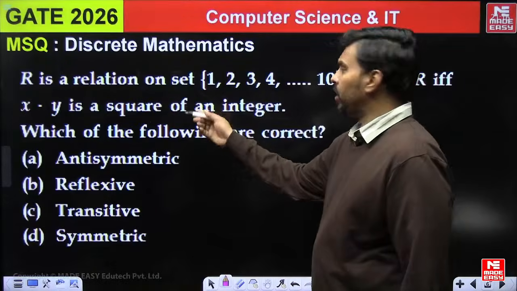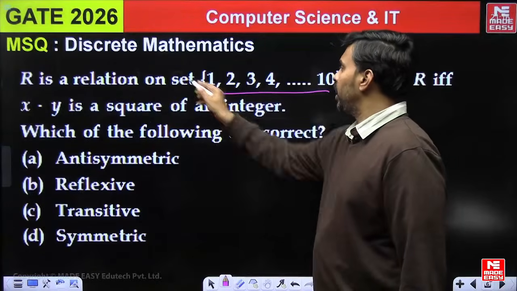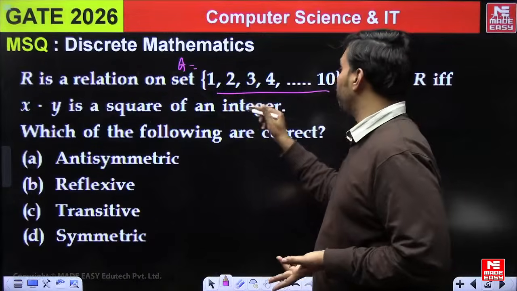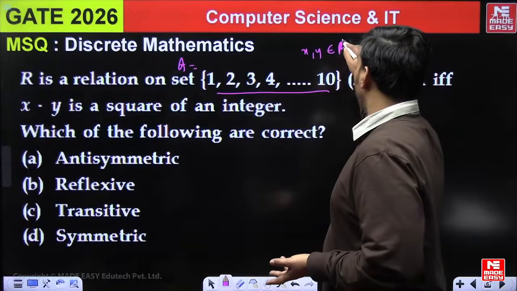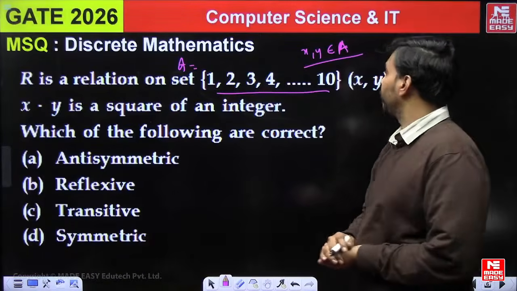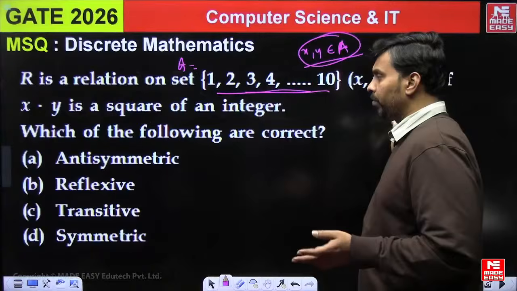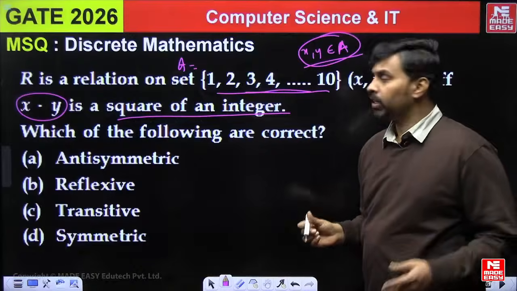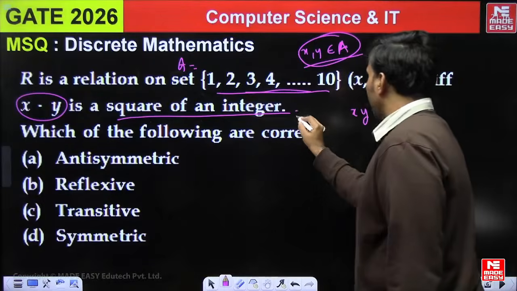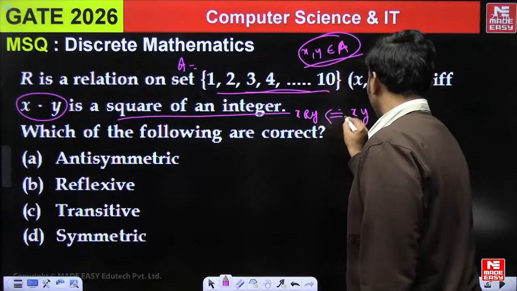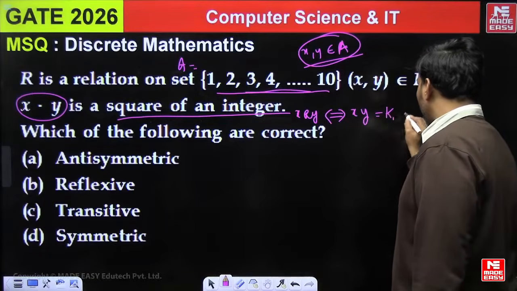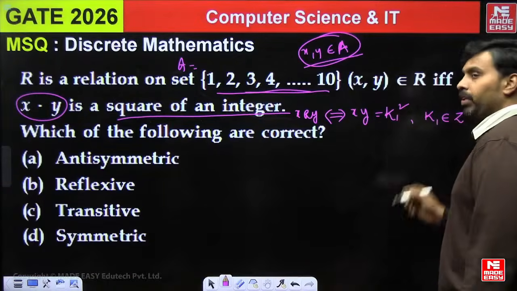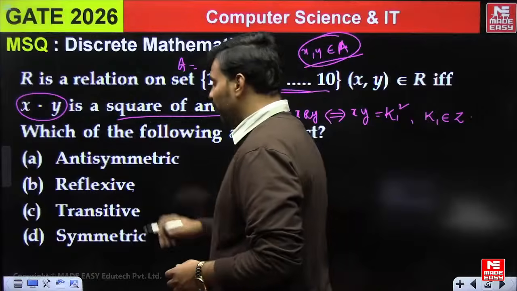Now here, he is asking that the set A is given as 1 to 10. So I am taking the x value and y value from this domain. So x comma y belongs to A, both elements belong to this set. Now he is saying that the product of these two should be a square of an integer. So I can write like this: x is related to y if and only if xy is equal to k1 square, where k1 is some integer. Now, is it reflexive or not?